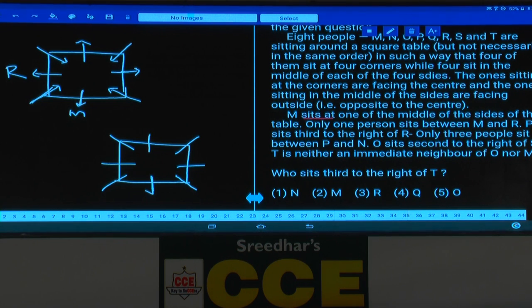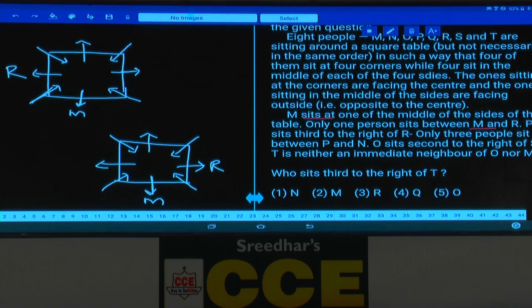Now these 8 persons are like this, isn't it? Are like this. Then M is at this place, R can be at this place. Either M is to right hand side of R or left hand side of R. Then only one person sits between M and R. P sits third to the right of R. Whatever this P, P is seated third to the right of R.